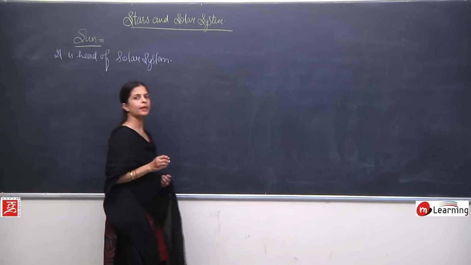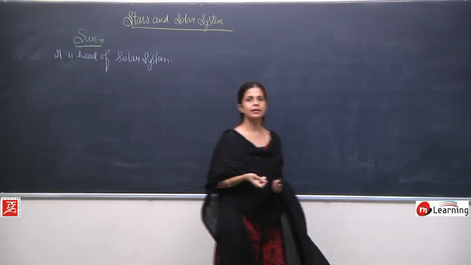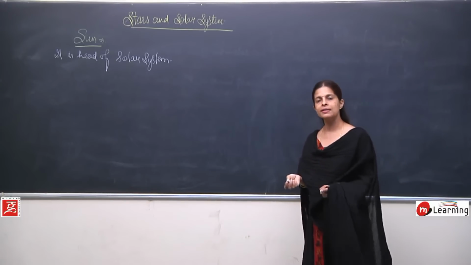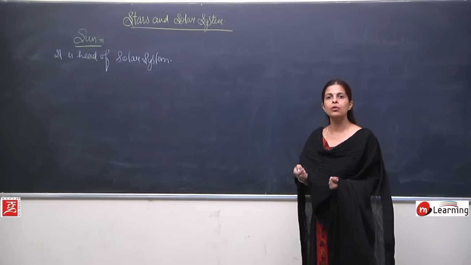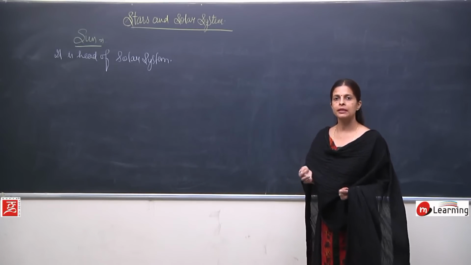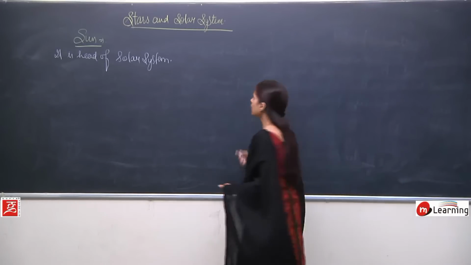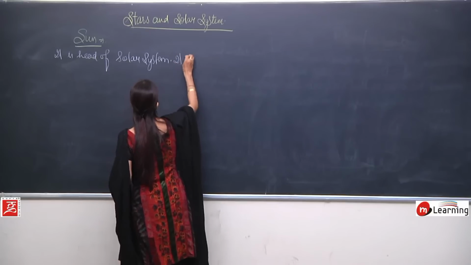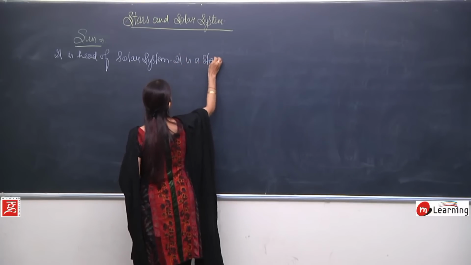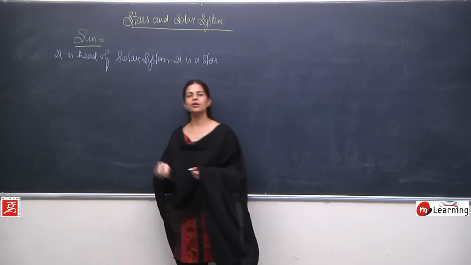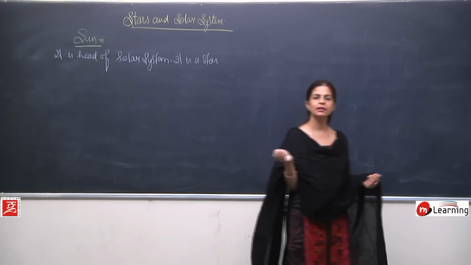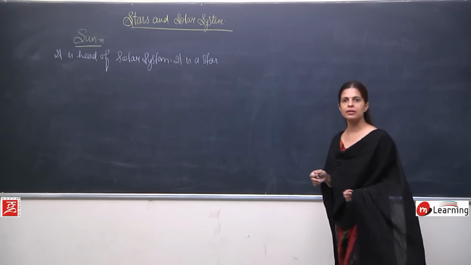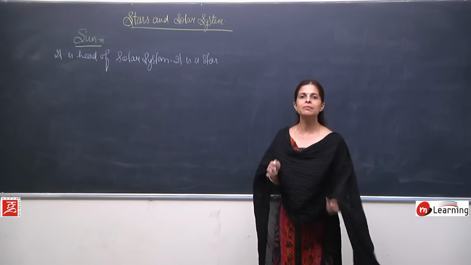Now, we all know the Sun is a star. Why is it a star? Because it has got its own light. It emits its own light. So the Sun is a star. And what kind of star is it? Is it very big or very small? Neither big nor small. It is just a medium sized star.